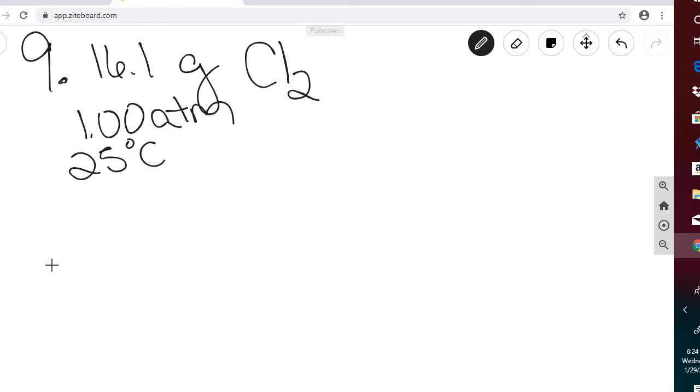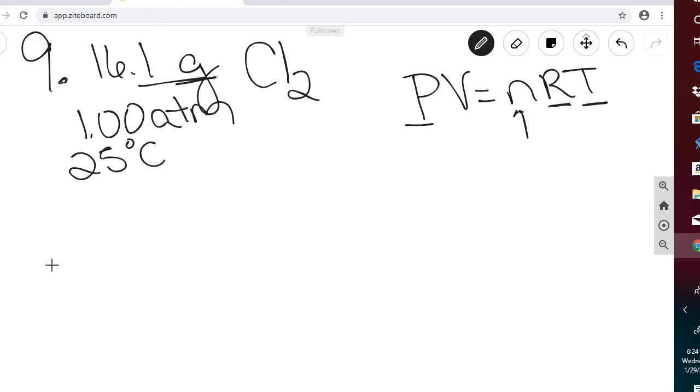Okay, so again, when you're given something in grams, that tells you that you should solve this using the ideal gas law, because the ideal gas law is PV equals nRT. We're given pressure is 1 atmosphere. We're given the temperature in Celsius, but we can convert it to Kelvin. R is a constant, and with the grams of chlorine, we can get the moles of chlorine, and then we only have one unknown, and that's volume, which is what we were asked for.